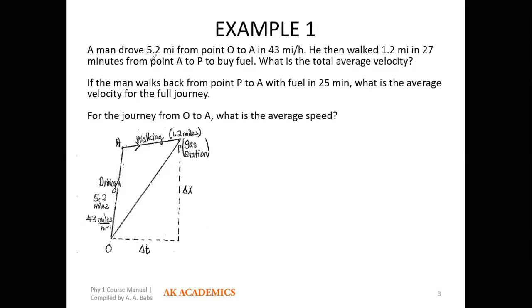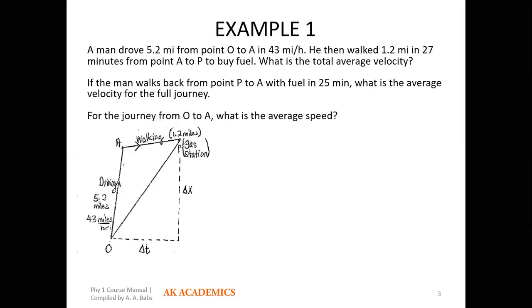A man drove 5.2 miles from point O to A. This is point O here, and this is point A. So he drove 5.2 miles from O to A at 43 miles per hour. So you can see we have 43 miles per hour here. He then walked 1.2 miles in 27 minutes from point A to P. This is point A, this is point P, as you can see here. So he walked 1.2 miles from A to P. So you can see we have 1.2 miles here, and we have a walking distance here.